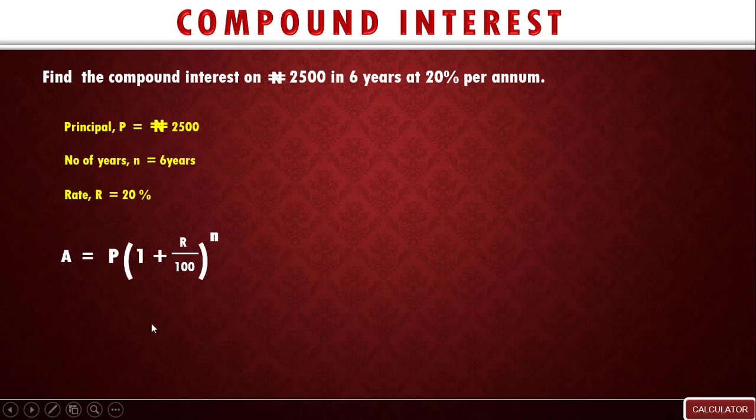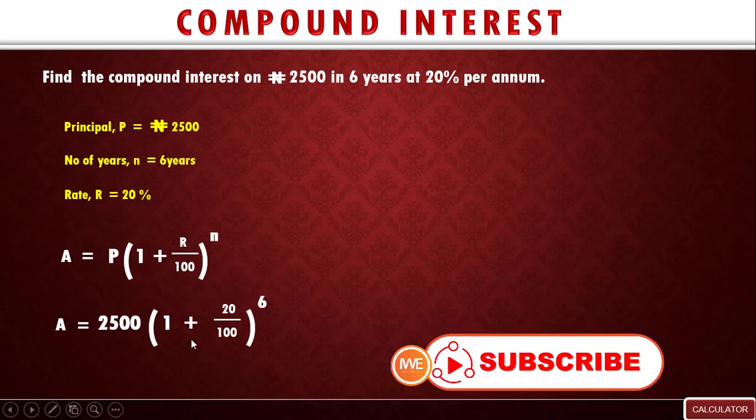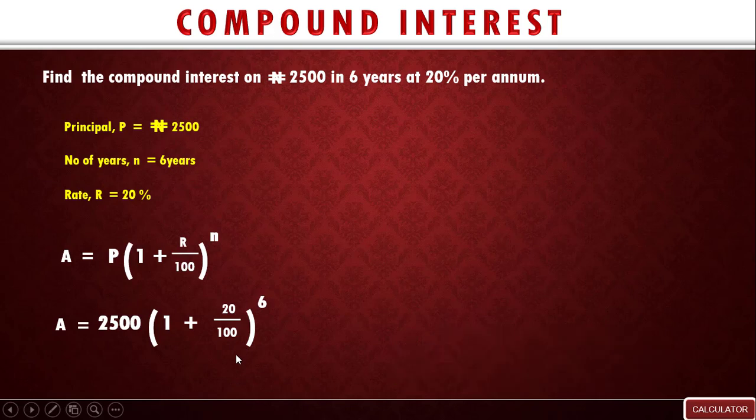Okay, so what we need to do is to put in the values that we're given into the formula. Then we have A equals 2,500 open bracket 1 plus our R is 20 over 100, and we'll close the bracket, raised to power n, which is 6. The next thing will be this 20 over 100 will give us 0.2. Or if you are not sure, you can use your calculator to do that. That's 20 divided by 100. So our A there will equal 2,500 open bracket 1 plus 0.2 close bracket raised to power 6.